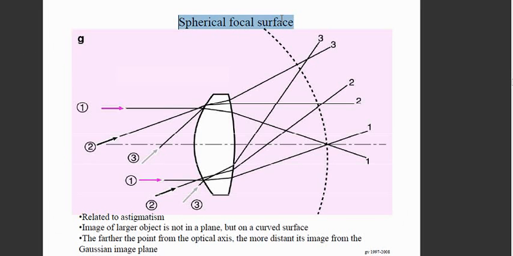Now, when we're talking about this spherical focal surface, what this basically means is that the object is not on a plane; it's on a curved surface, as shown here. This is the curved surface. This is where the object is.